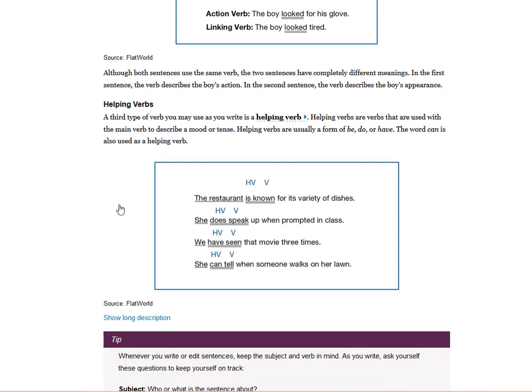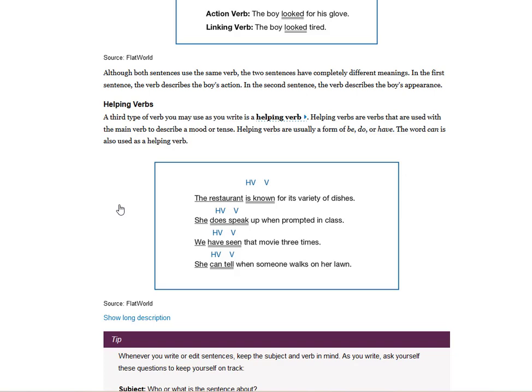Helping verb. A helping verb is a third type of verb you may use. Helping verbs are verbs that are used with the main verb to describe a mood or tense. Helping verbs are usually in the form of to be, to do, or to have. The word can is also used as a helping verb.